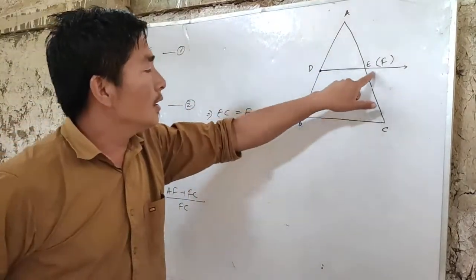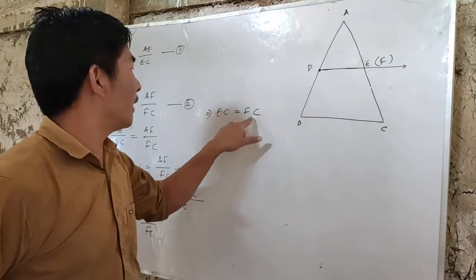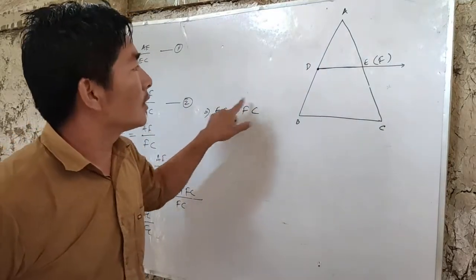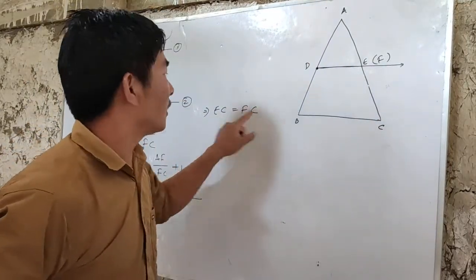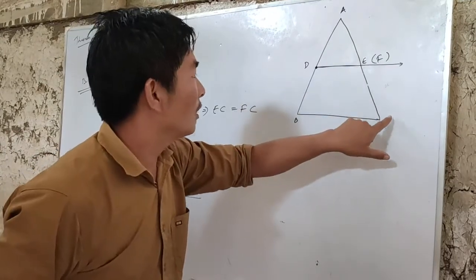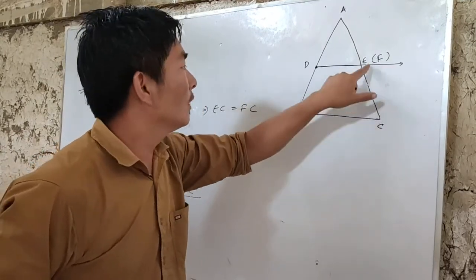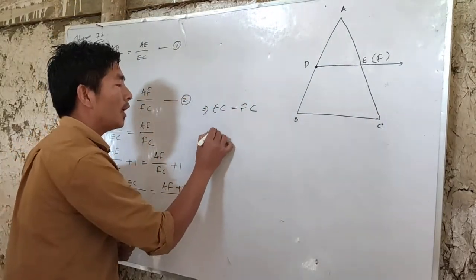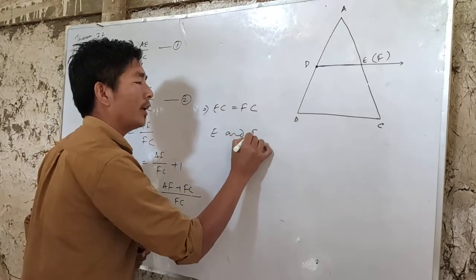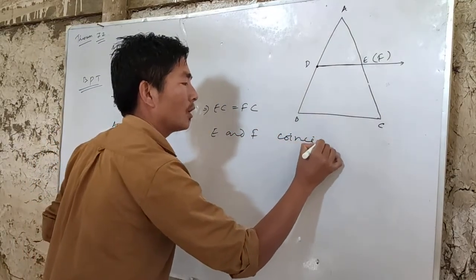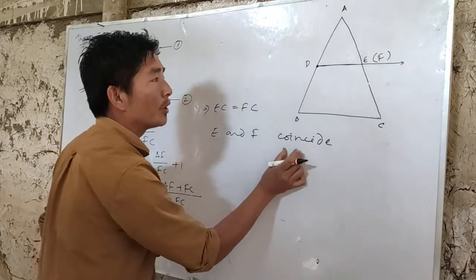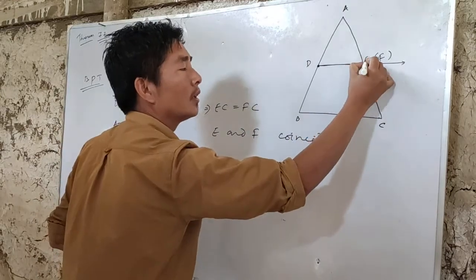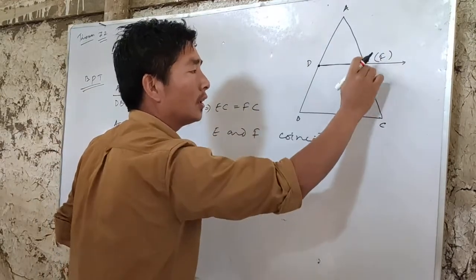Now, since EC and FC are on the same line, that is on the same side AC, EC can be read as CE as well. So if CE is equal to CF, which are on the same line, then automatically it follows that E and F coincide. In other words, E and F are nothing but the same point.